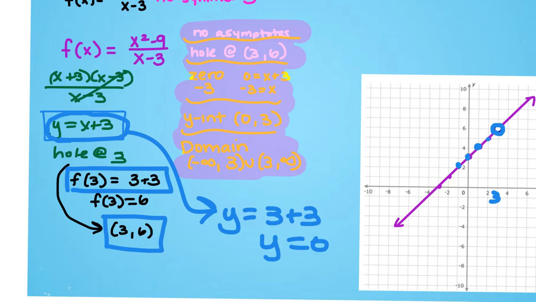So then all the other questions you base after you've simplified. There's no asymptotes anymore because there's no vertical. There's no horizontal. There's the hole at 3, 6. Your 0, if I set that equal to 0, is at negative 3. My y-intercept is 0, 3 because I will plug 0 into it. And my domain is all real numbers except for 3, which is negative infinity to 3, union 3 to positive infinity. So everything that's graphed is based on what happens after you simplify.